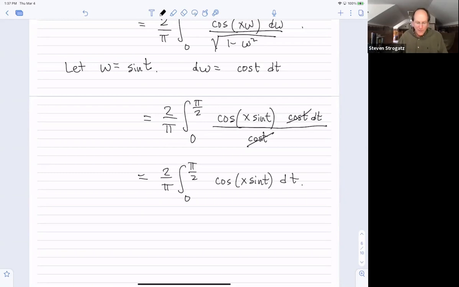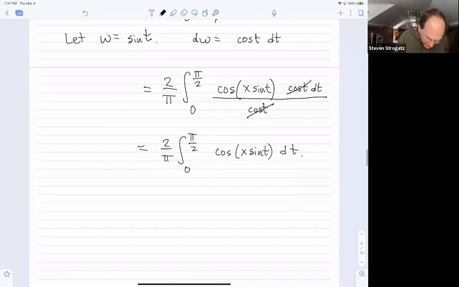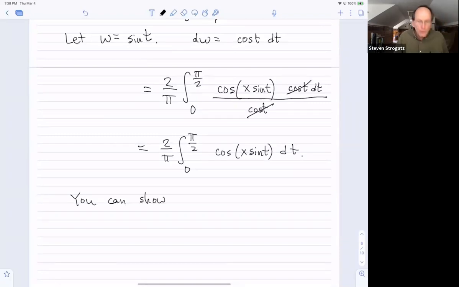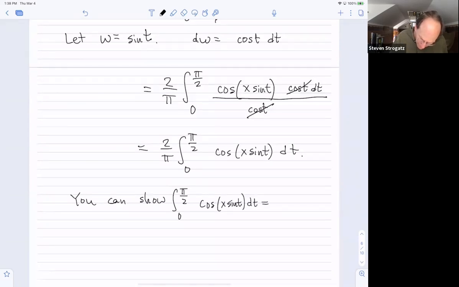It's slightly different than what we had, but that's just because you can show, our usual integral goes from 0 to pi, that's the way we usually did it, rather than 0 to pi over 2. But if you want, you can show the integral from 0 to pi over 2 of cosine of x sine t dt is the same as the integral from pi over 2 to pi of cosine x sine t dt.